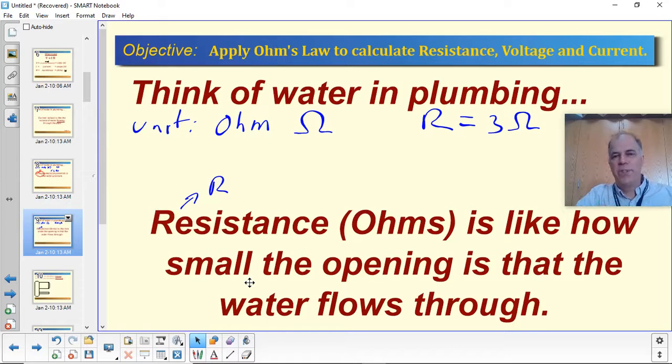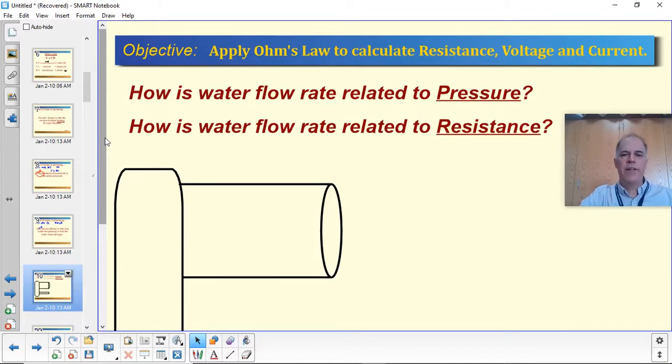Now, when we're talking about the resistance of materials, it is a characteristic of a material. The diameter doesn't come into play directly. It's mostly about what the stuff is made of. Anyway, so resistance, ohms, is like how small the opening is. So let's think about how these relate to each other.